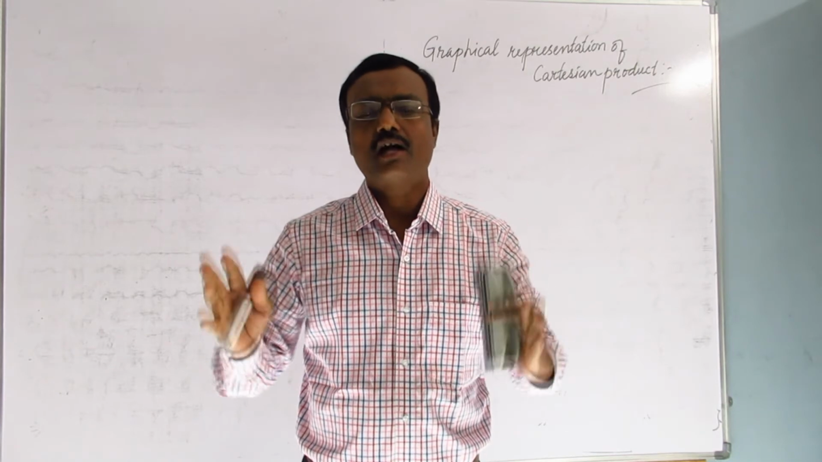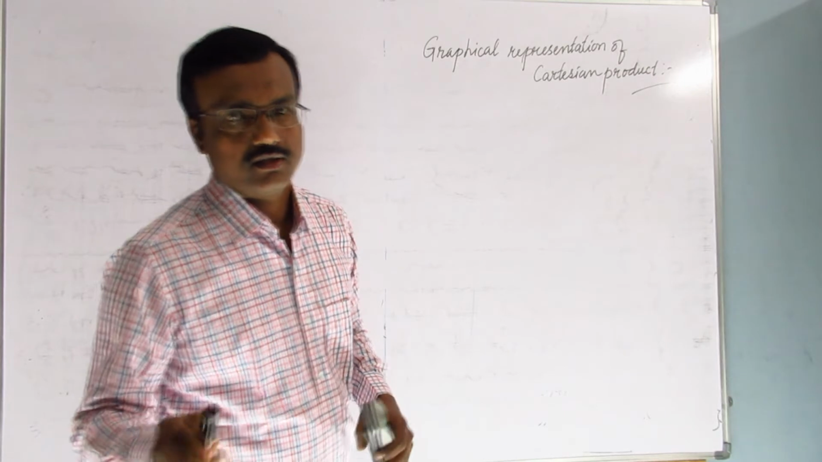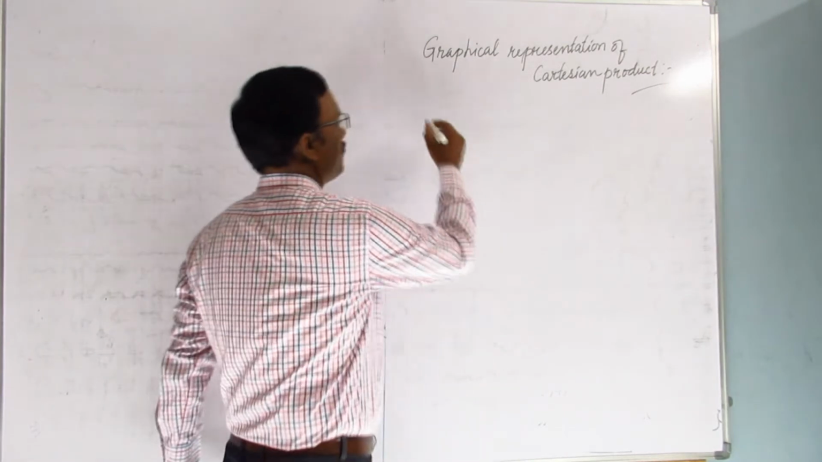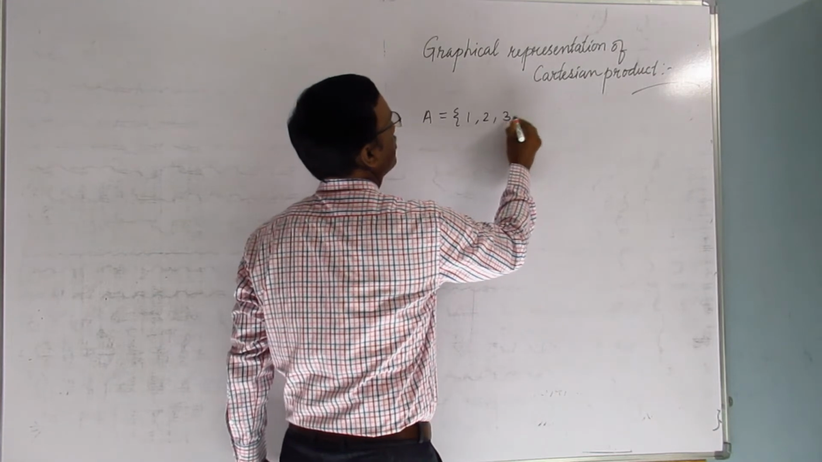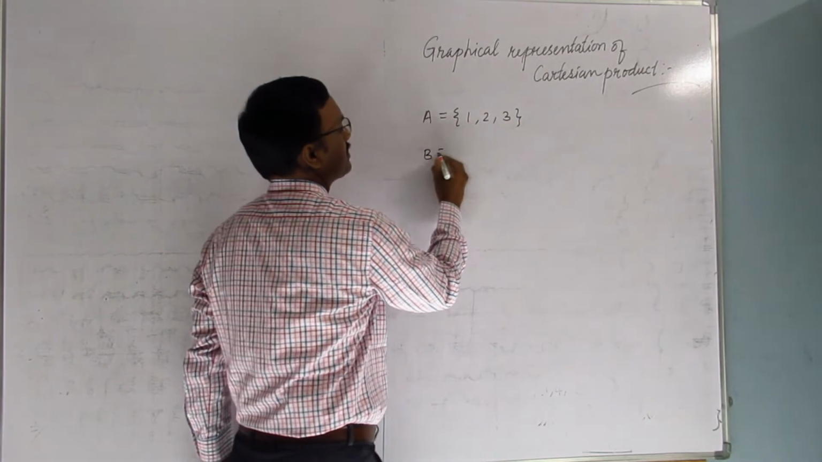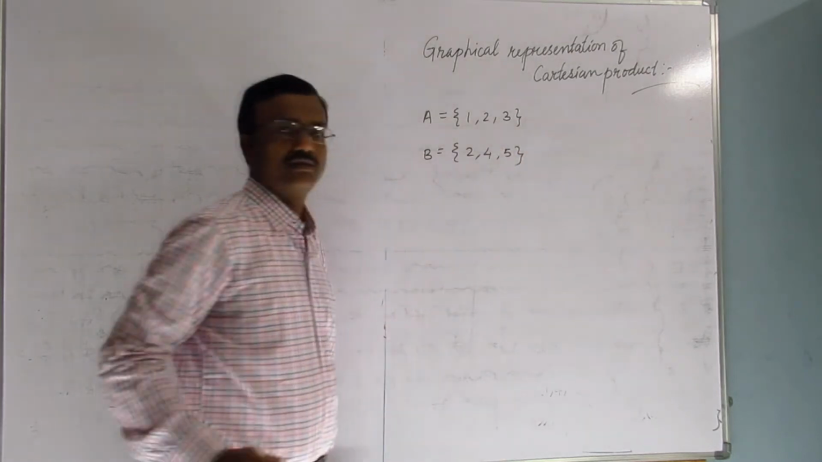Students, now let us see graphical representation of Cartesian products. So for that, let us see two non-empty sets. Suppose A contains elements 1, 2, 3 and the set B contains elements 2, 4 and 5, right?